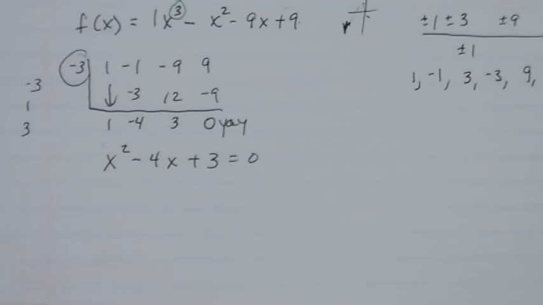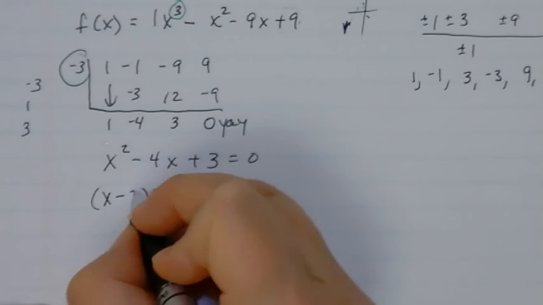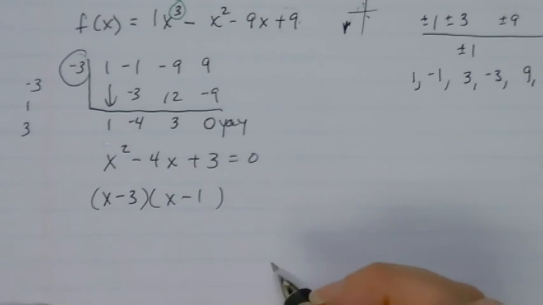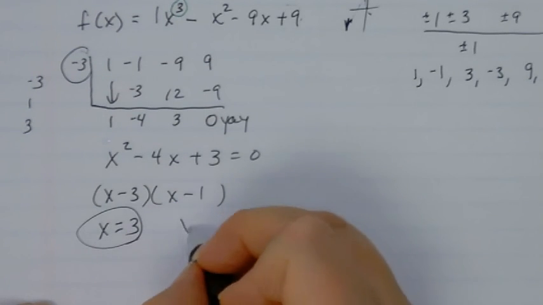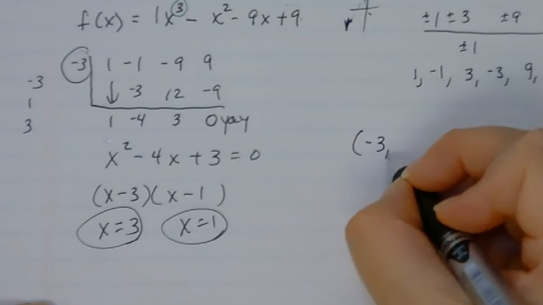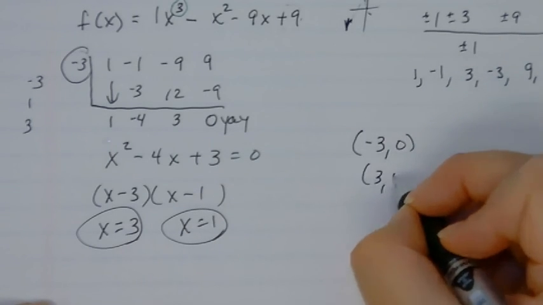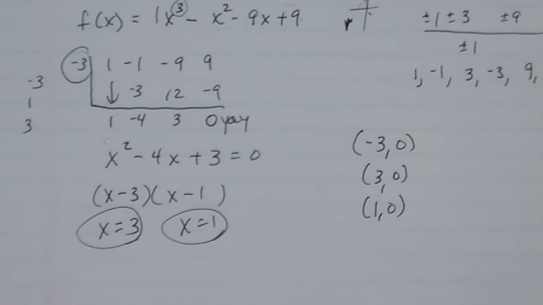I'm going to check to see if it factors. If it doesn't factor, I would have to use the quadratic formula, but it looks like this one's going to factor to x minus 3 and x minus 1. So x equals 3, that would be a 0, and x equals 1 would be another 0. So my intercepts would be at negative 3, 0, 3, 0, and 1, 0. These would all be roots of that equation.